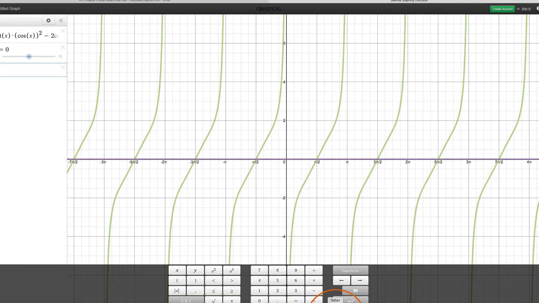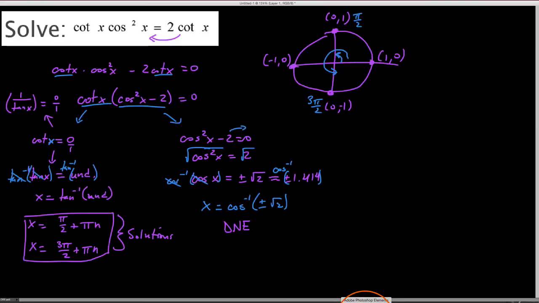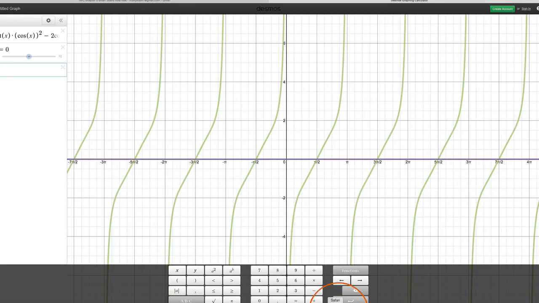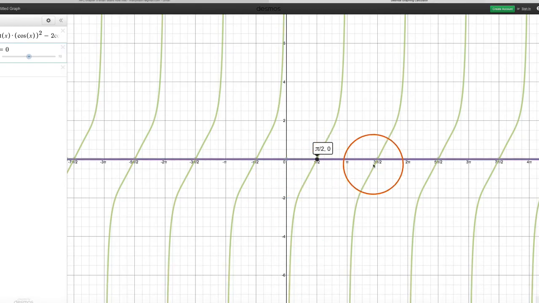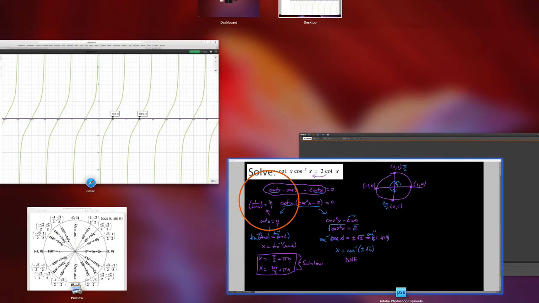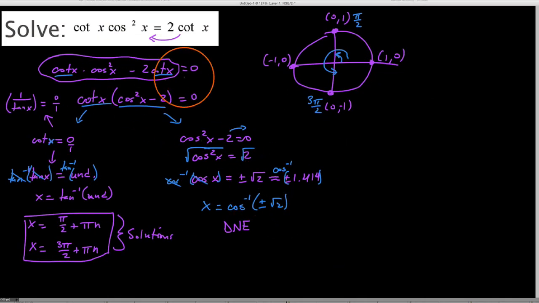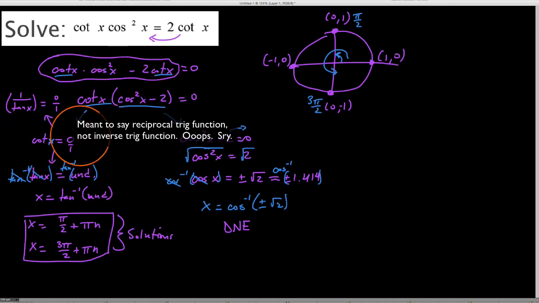I just want to point this out by looking at the graph here. I did graph this cotangent times cosine squared minus 2 cotangent, which is the equation where I've already set it equal to 0. What x values, what angles would give us a height of 0 on this graph? We can see that clearly there's 1 at pi halves and 1 at 3 pi halves. So that is how you deal with an equation with trig values, not so much where you factor, but as much as when you deal with an inverse trig function. Cheers.